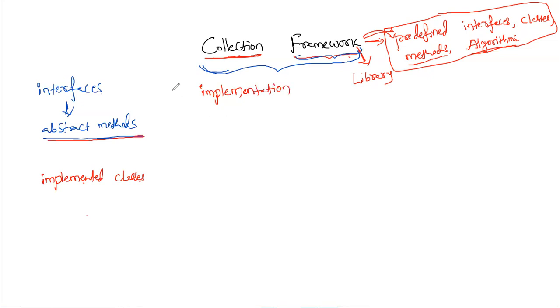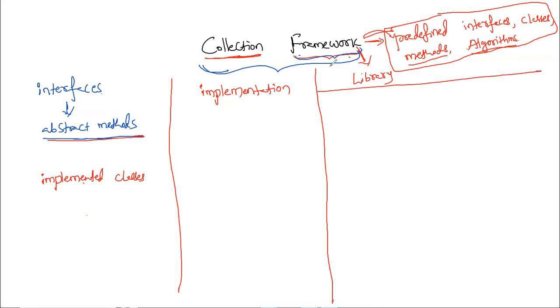The implementation is already given here, so as a programmer, we don't need to bother about it. We just have to use them. An interface is there as a part of the collection framework, which contains some abstract methods, and for these abstract methods there are implemented classes. Since these methods have to be implemented, that implementation is also already predefined in Java's collection framework. Then we also use some algorithms, the most commonly used algorithms.